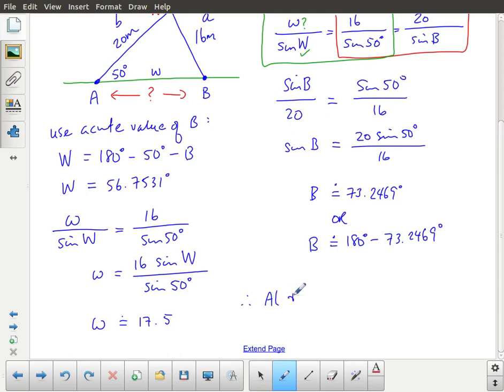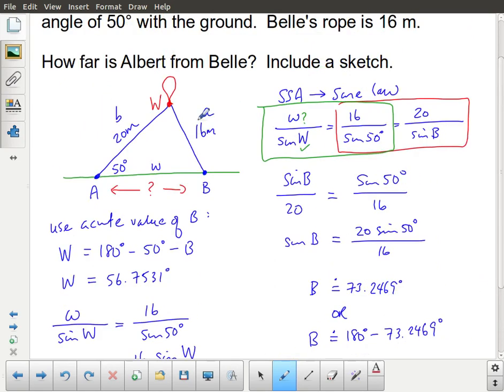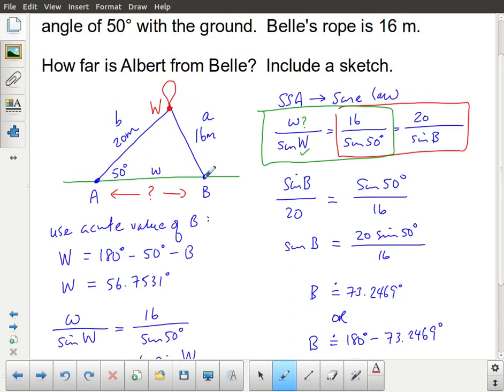So therefore, Albert and Bell are 17.5 meters apart. And you might say, okay, this is done because I did take a look at my diagram. I used common sense to tell me that this angle looked like an acute angle. It's not greater than 90 degrees. But is that the only possible configuration? And the answer is actually no.